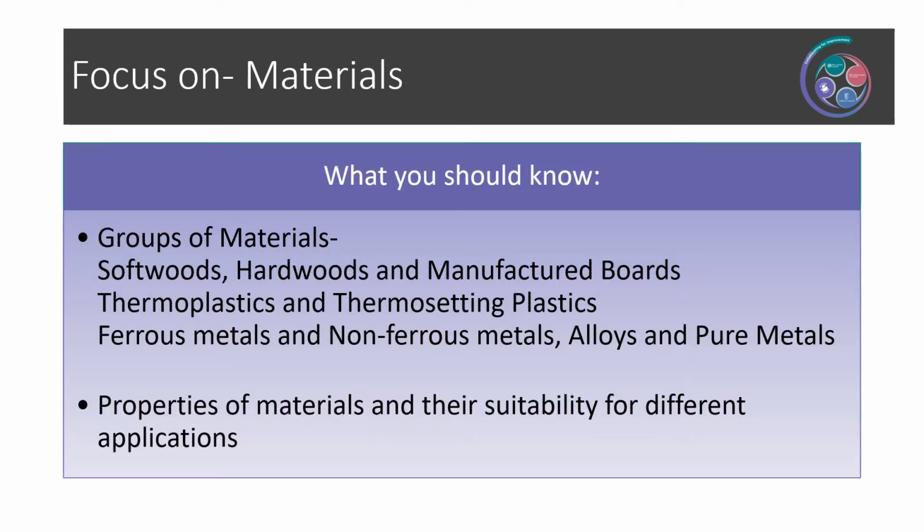Let's start by focusing on materials. You need to know that there are groups of materials, and you need to know the properties of these materials and their suitability for different applications. The groups of materials you need to know are softwoods, hardwoods and manufactured boards, thermoplastics and thermosetting plastics, ferrous metals and non-ferrous metals, and whether those are alloys or pure metals.